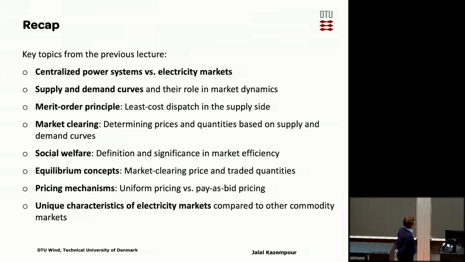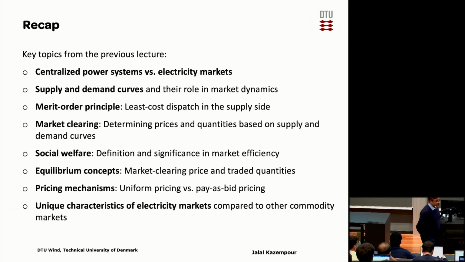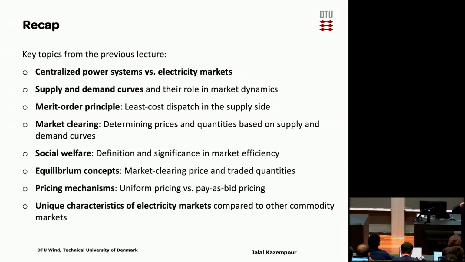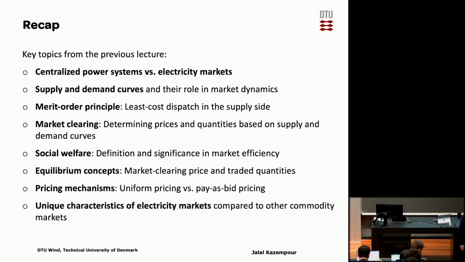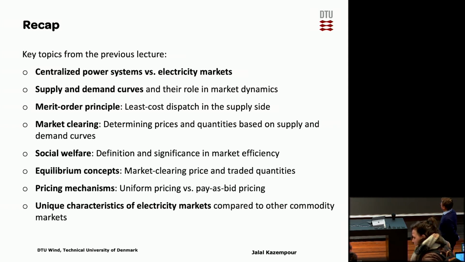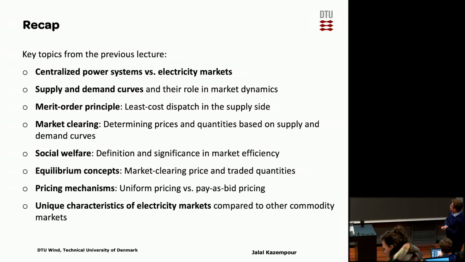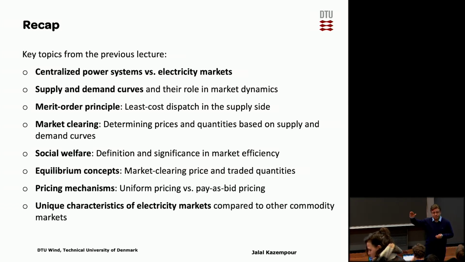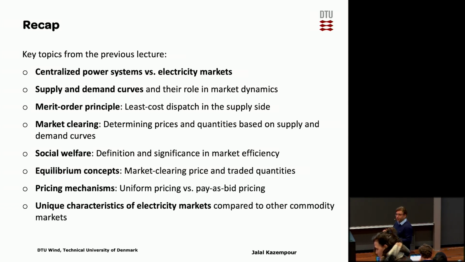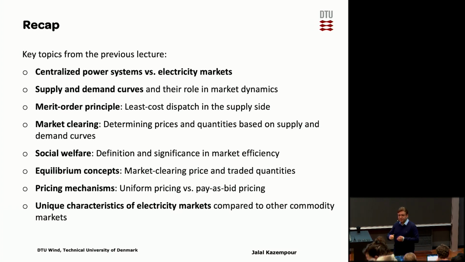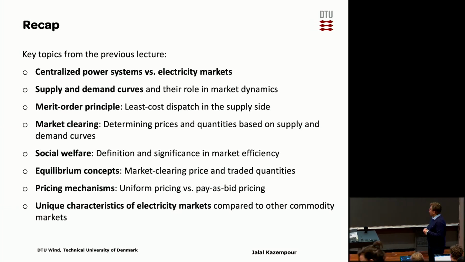We talked about centralized power system versus electricity markets. We talked about supply and demand curves. Supply curve is non-decreasing. Demand curve is non-increasing. We discussed the merit order principle. It means that we rank generators from the cheapest to most expensive, and opposite for demands.